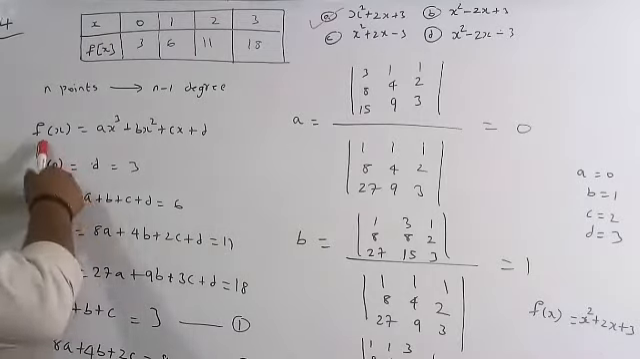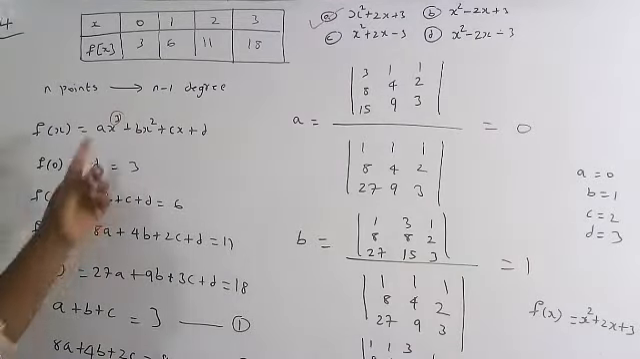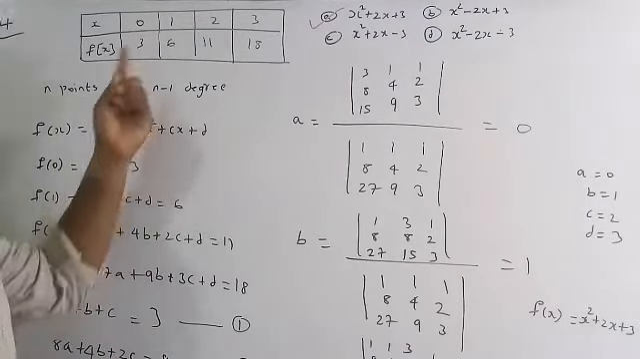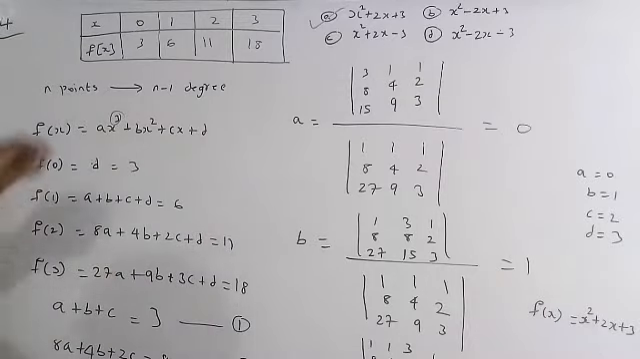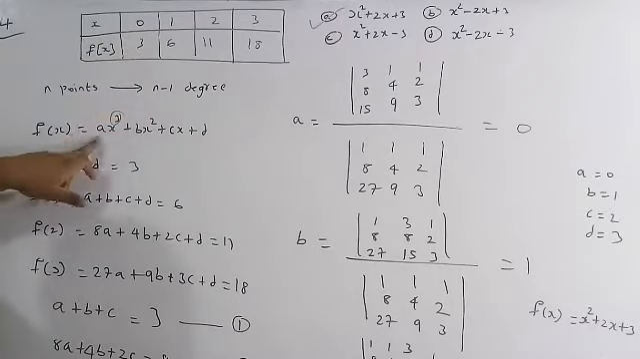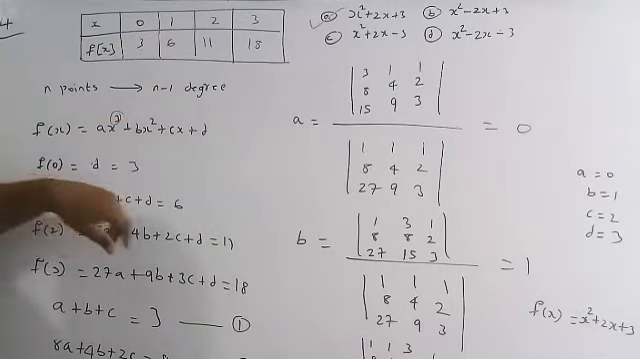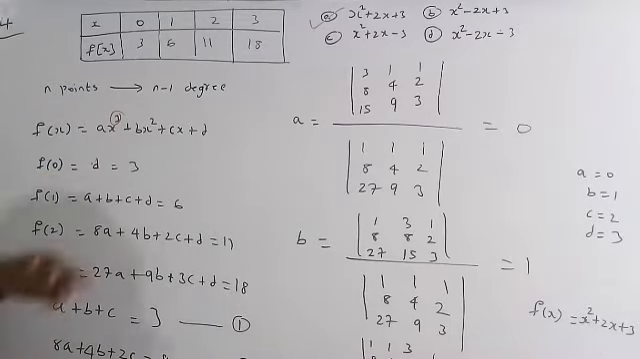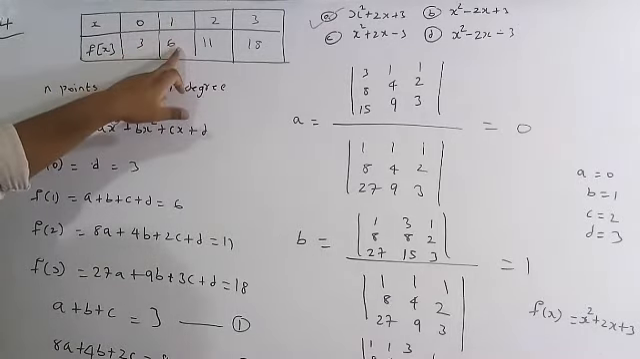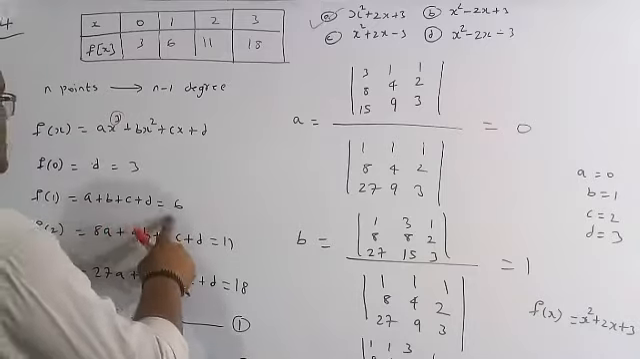So f of x is equal to ax cube plus bx square plus cx plus d. The highest power of this polynomial is 3. Now we need to find the values of a, b, c, d based on these function values. Suppose when x is equal to 0, f of x is equal to 3. So a into 0 cube, b into 0 square plus c into 0 plus d. Therefore d is equal to 3. This is what we are going to get. And for x is equal to 1, f of x is 6. Substitute 1 in place of x, and f of x is equal to 6. So a plus b plus c plus d is equal to 6.